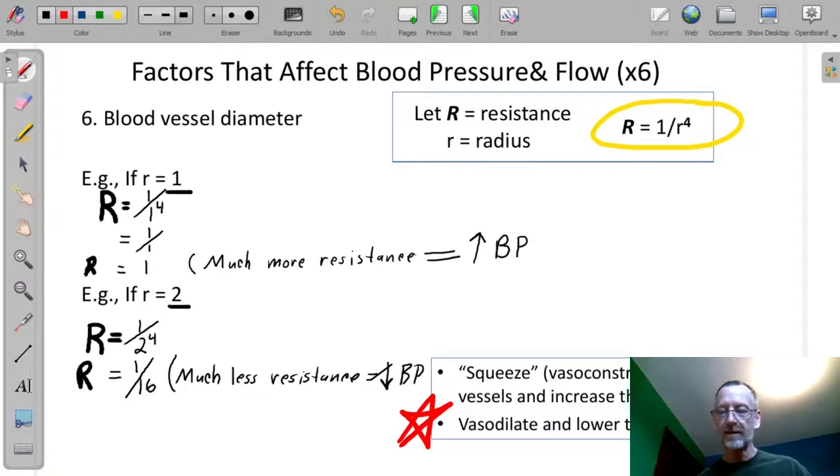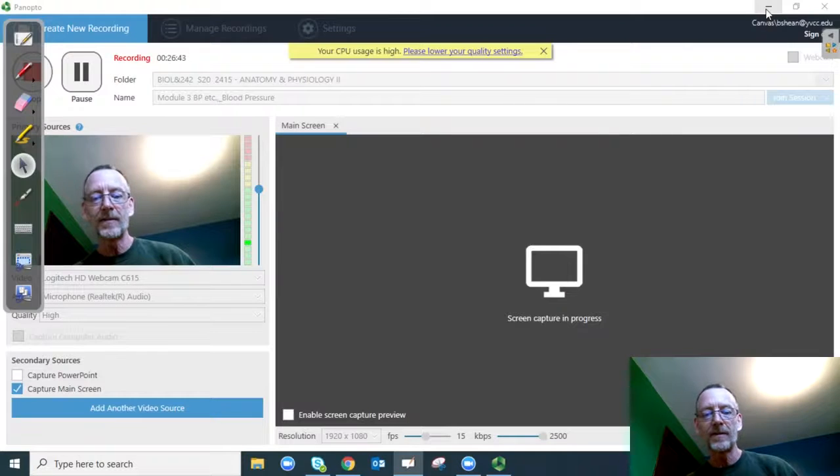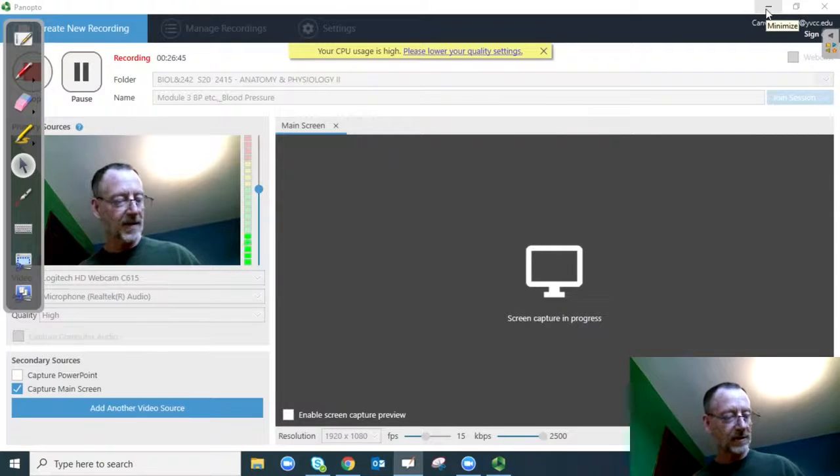Okay, that's it for an introduction to these 6 different factors that affect blood pressure. So we'll come back on the next unit and look at the baroreceptor reflex, on how the heart and the blood vessels, etc., are regulated.